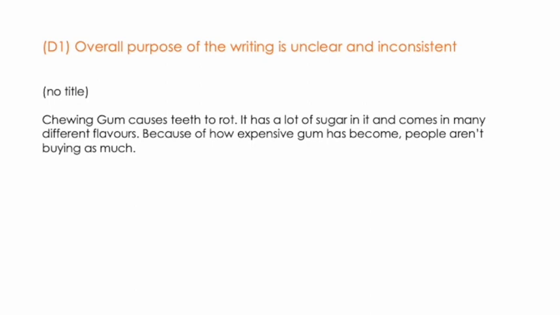Let's look at this text. Chewing gum causes teeth to rot. It has a lot of sugar in it and comes in many different flavours. Now straight away the purpose of this isn't necessarily clear. Chewing gum causes teeth to rot seems like it's a bad thing. So we get this sense that maybe this piece of writing is talking about all the bad things to do with chewing gum. It has a lot of sugar in it. Well, again, that seems like a pretty bad thing, so I guess that's on par.